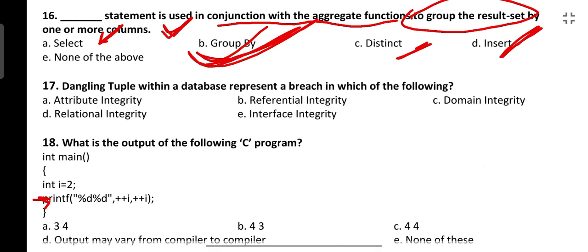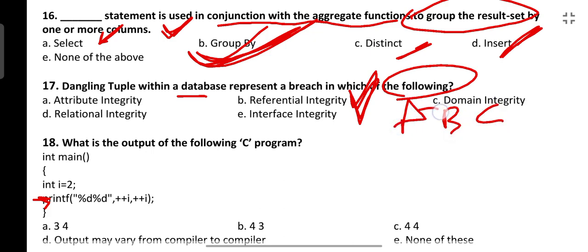Next is, dangling tuple within a database represents a breach in which of the following? What is this dangling tuple? Dangling tuples are those tuples. What is a tuple? Tuple is like a record in the database or one row of data, and a dangling tuple is a tuple which does not participate in a join. What is join? Join means connecting two or more tables. So those attributes or data which do not participate in a join are known as dangling tuples. So dangling tuples can cause a breach in referential integrity. What is referential integrity? Referential integrity is a kind of parent-child concept, like when we have, suppose, three tables A, B and C, and these are all connected tables. So any changes made in one table should reflect in the other tables also.